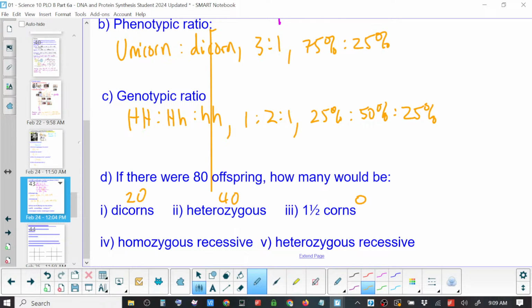And then, how many would be homozygous recessive? What does homozygous mean? Same. How many have the recessive trait and they're both the same? One of them, so that would be 20. How many could be heterozygous recessive? None. You could be heterozygous and dominant, but you can't be heterozygous recessive. It's a nonsense term.